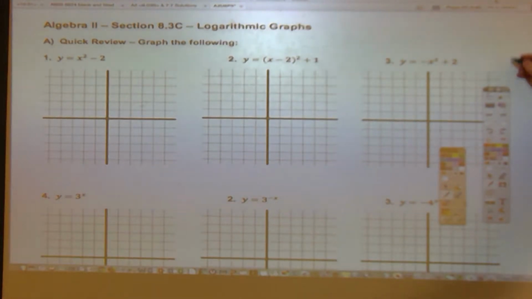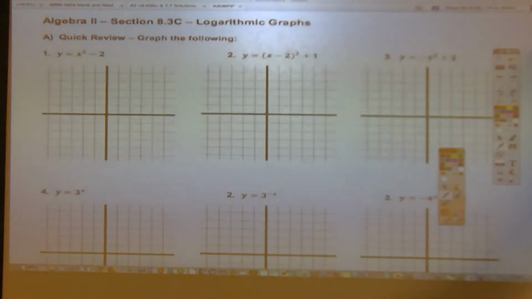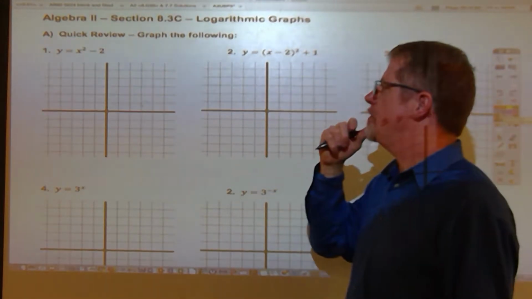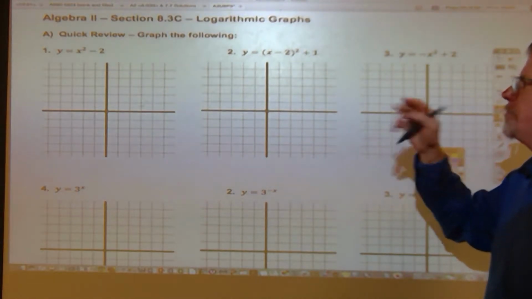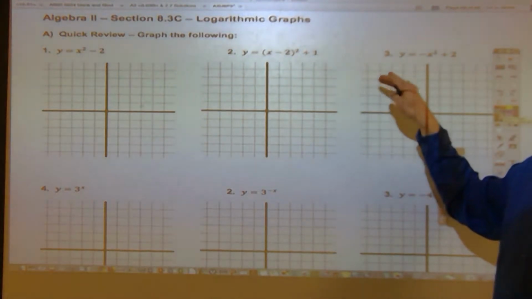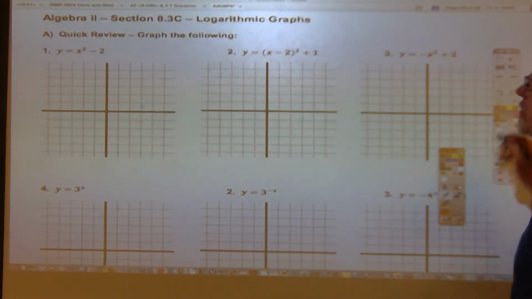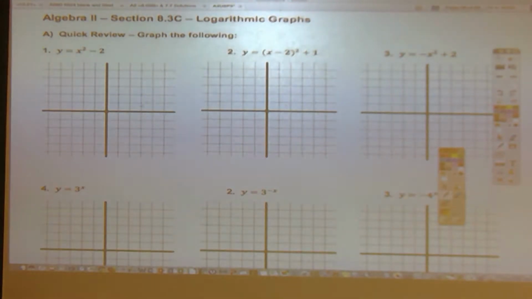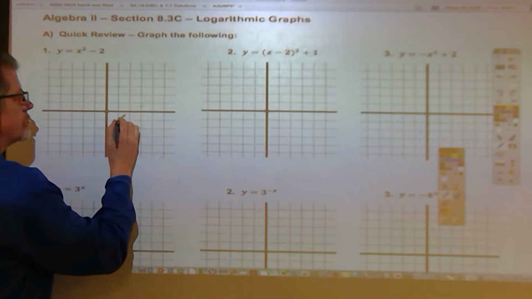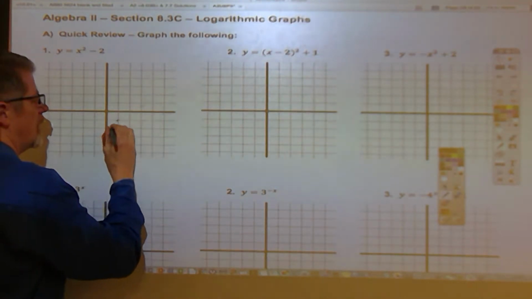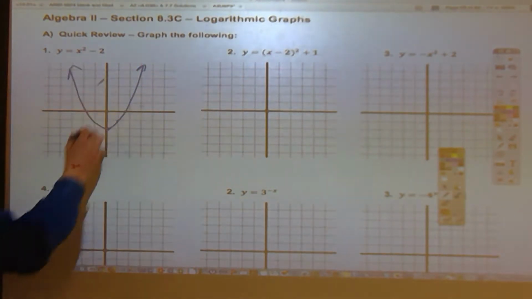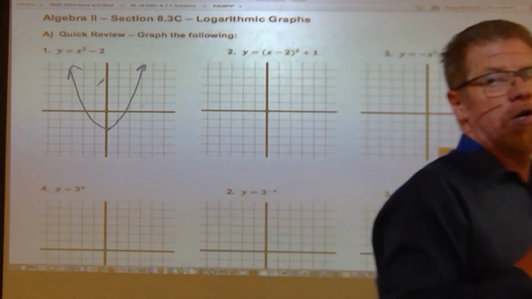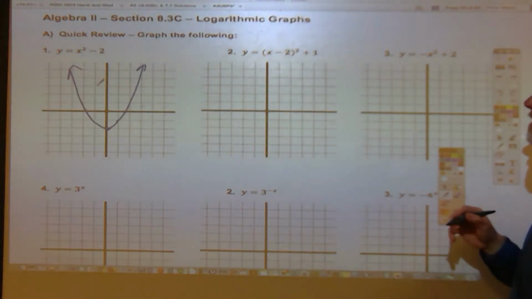All right, let's begin. We are on the review, and on this quick review, I'd like you to do problems 1, 2, and 3 on your own. These should be quick sketches. Sketch the graph of y equals x squared minus 2. If you just want to get the general shape, that it's a parabola that opens up from the point (0, -2), that's fine. We're not going to make you get every point accurately.